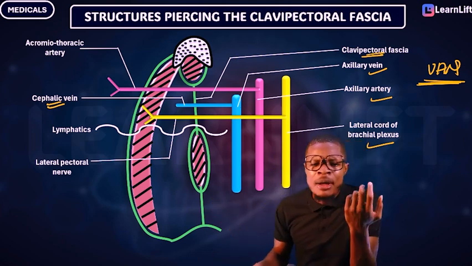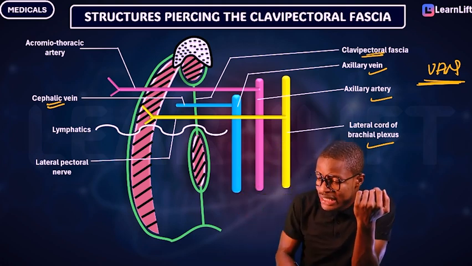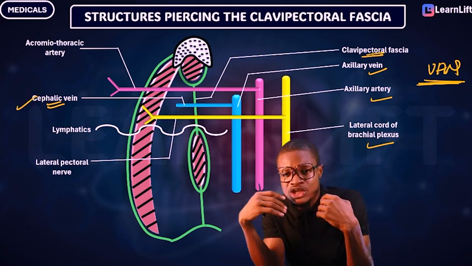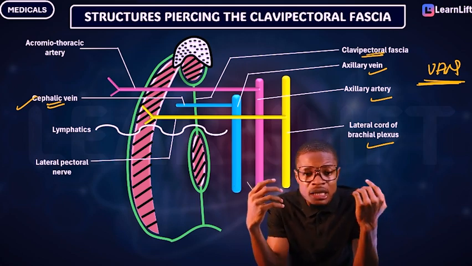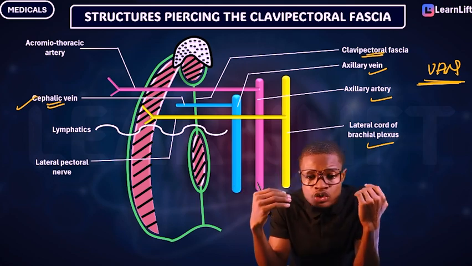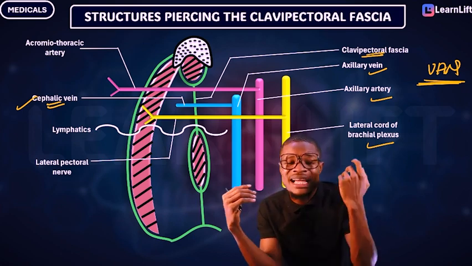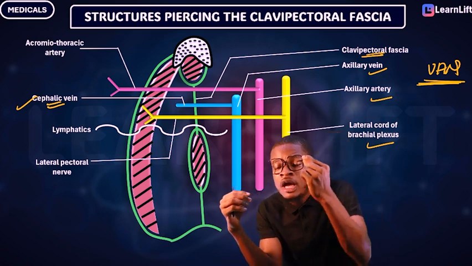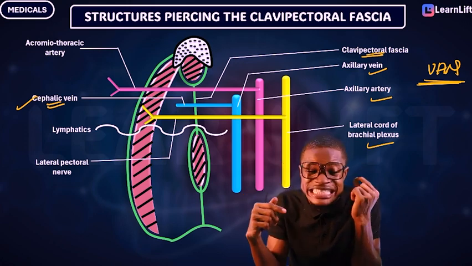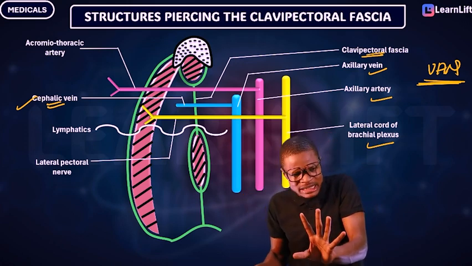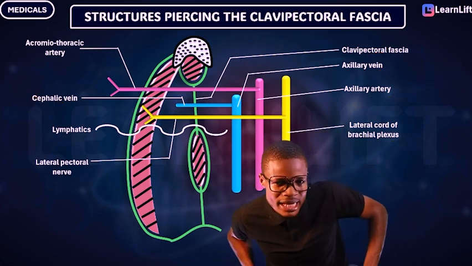We started by looking at them one after the other. The first one comes from the vein, and that is the cephalic vein, which is a branch of the axillary vein. The second is the lymphatics, which also pierce through. The third comes from the axillary artery, and that branch is called the acromiothoracic artery. The fourth is a branch that runs off the lateral cord of the brachial plexus, and that branch is called the lateral pectoral nerve. If you understand this diagram, you already know the structures that pierce through.